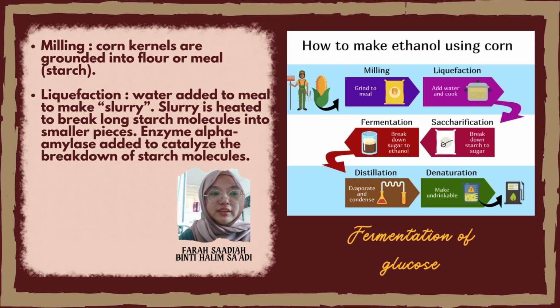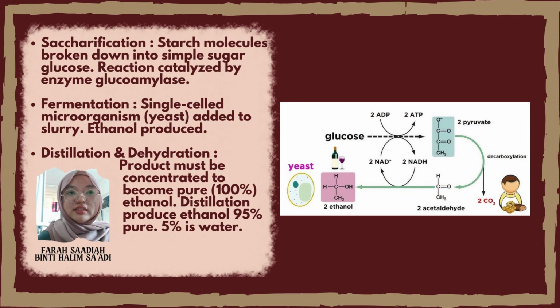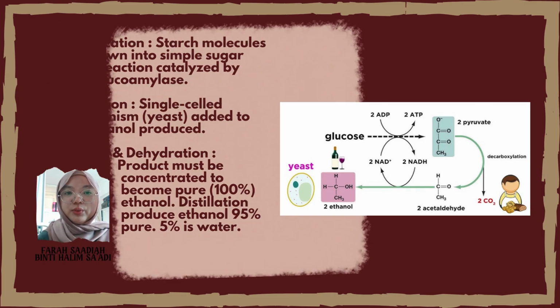Second is liquefaction. Water is added to the meal to make a slurry. The slurry is heated to break the long starch molecules into smaller pieces. The enzyme alpha amylase is added to catalyze the breakdown of starch. Next is saccharification. Starch molecule pieces are broken down into the simple sugar glucose. This reaction is catalyzed by an enzyme called glucoamylase.